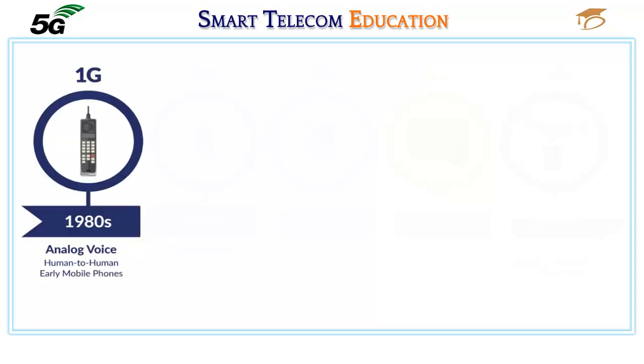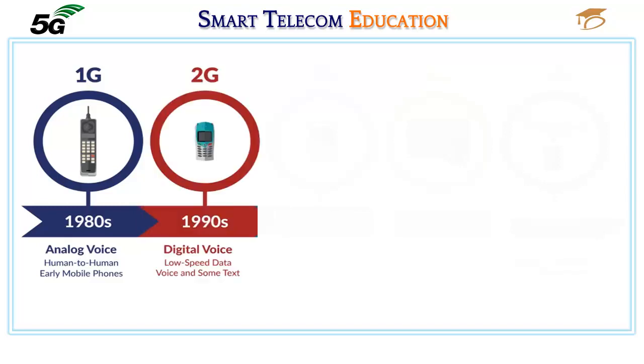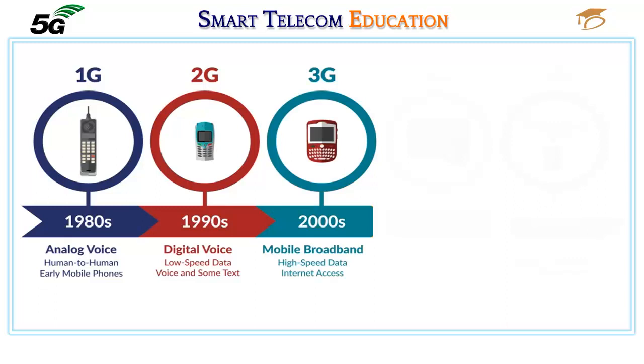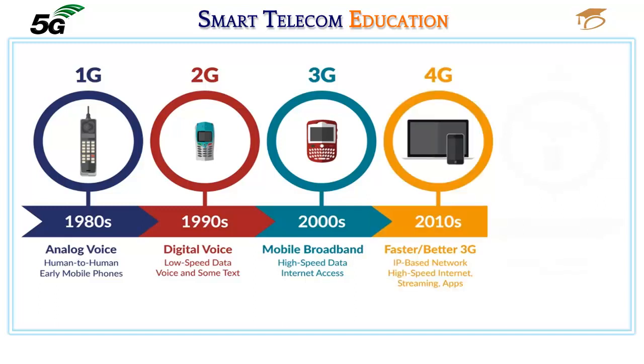First generation, 1980s, delivered analog voice. Second generation, early 1990s, 2G introduced digital voice, CDMA, code division multiple access. Third generation, 3G, early 2000s, brought mobile data, CDMA2000. Fourth generation, 4G LTE, 2010s, ushered in the era of mobile broadband.